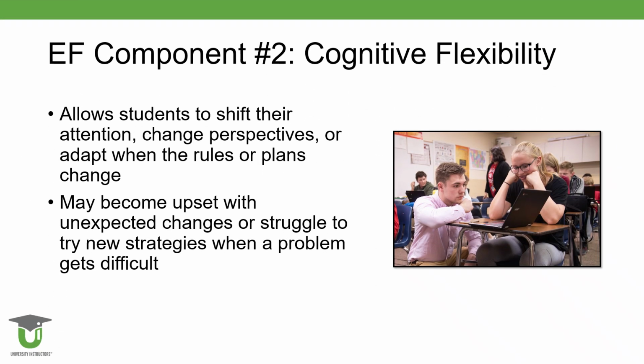The next component of EF is cognitive flexibility, also known as flexible thinking, which allows students to shift their attention, change perspectives, or adapt when the rules or plans change. Students with difficulty in this area get stuck on one idea, become upset with unexpected changes, or struggle to try new strategies when a problem gets difficult.